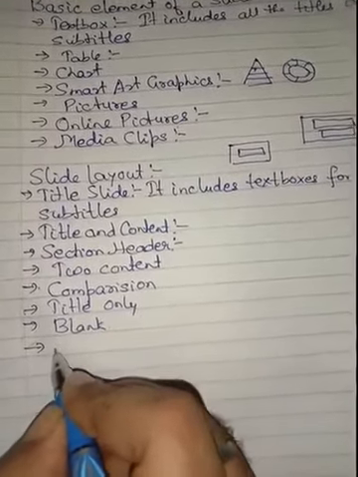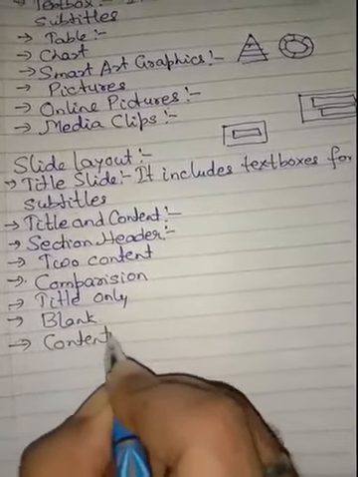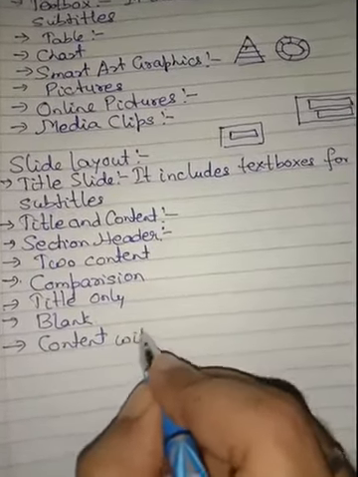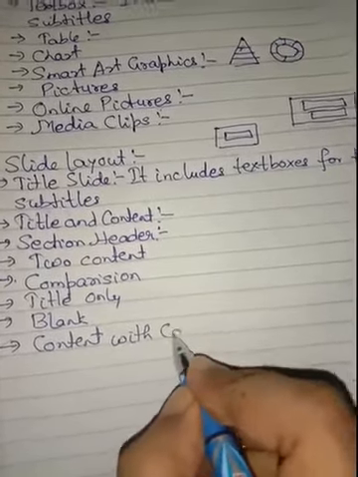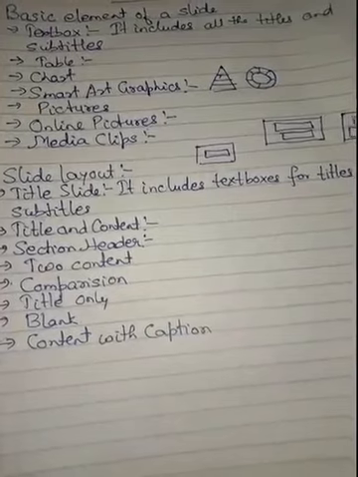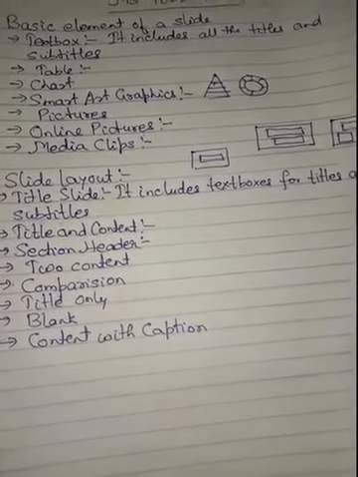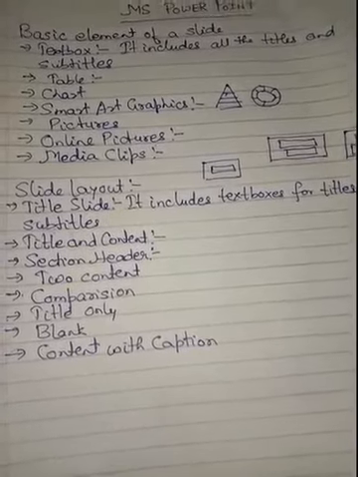Next is content with caption. Content with caption. So it includes the text box for content and a big text box on the left side where we can enter our data.